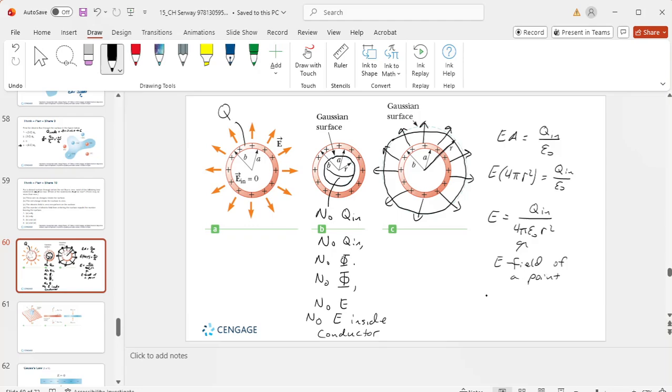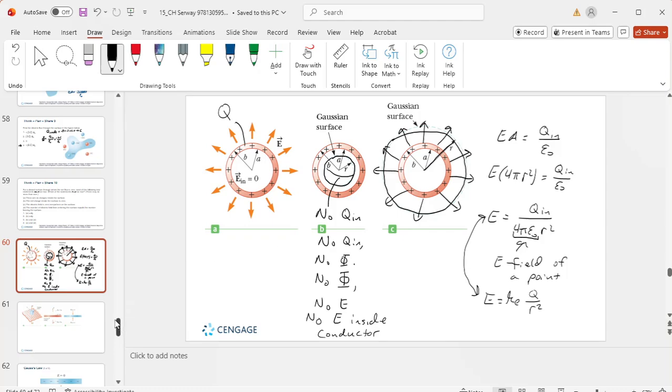Now, we've usually written it as E equals KE Q over r squared. But KE, remember, is 1 over 4 pi epsilon naught. So 1 over 4 pi epsilon naught is indeed KE. So these two formulas are telling you the same thing. Okay? These two formulas are telling you the same thing.